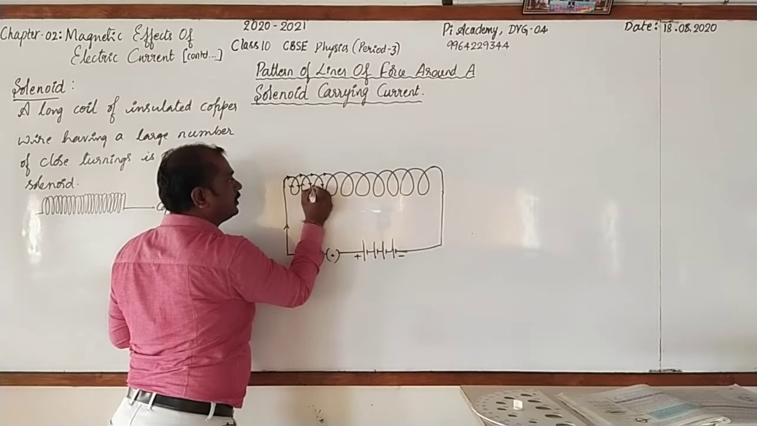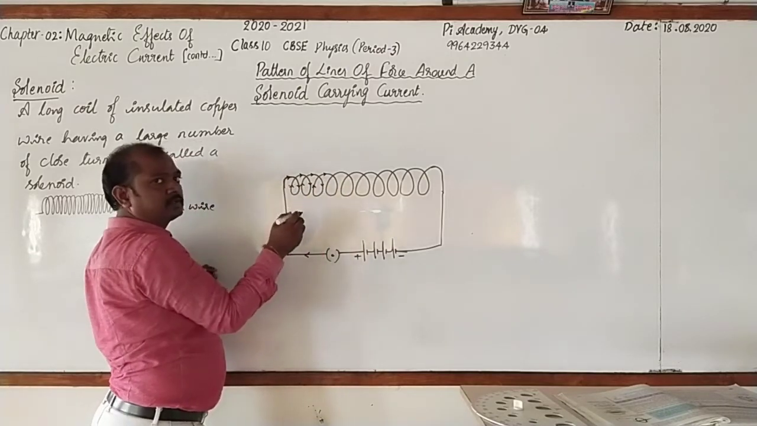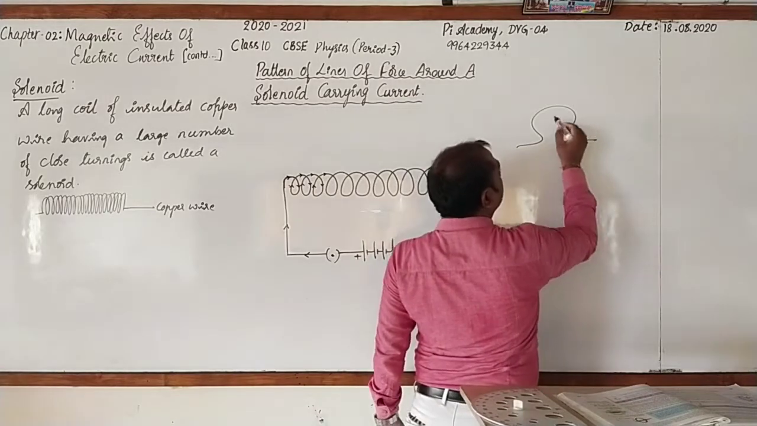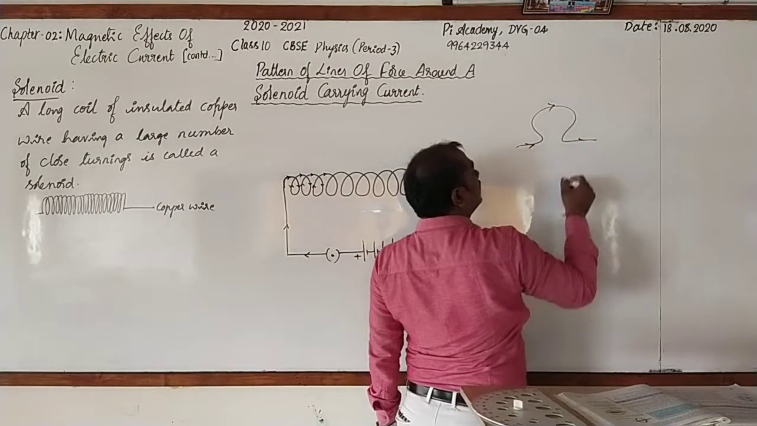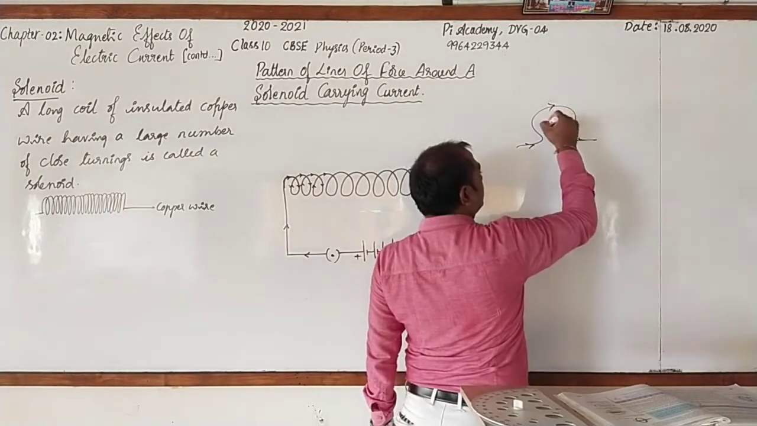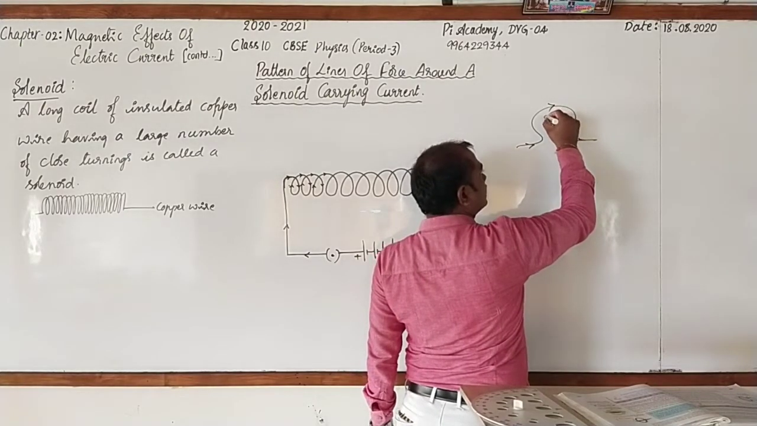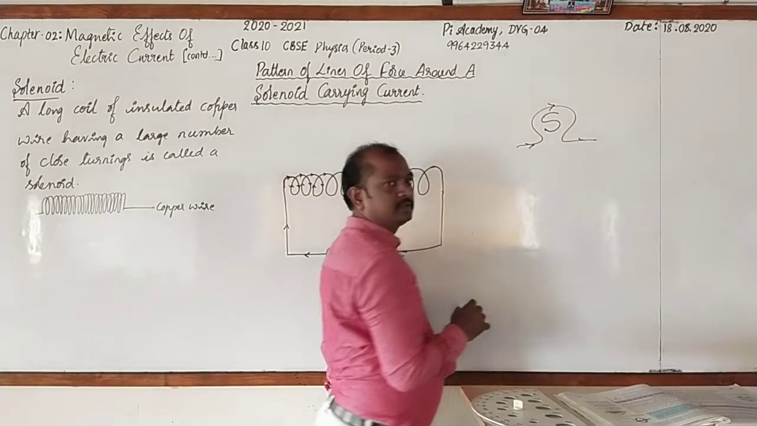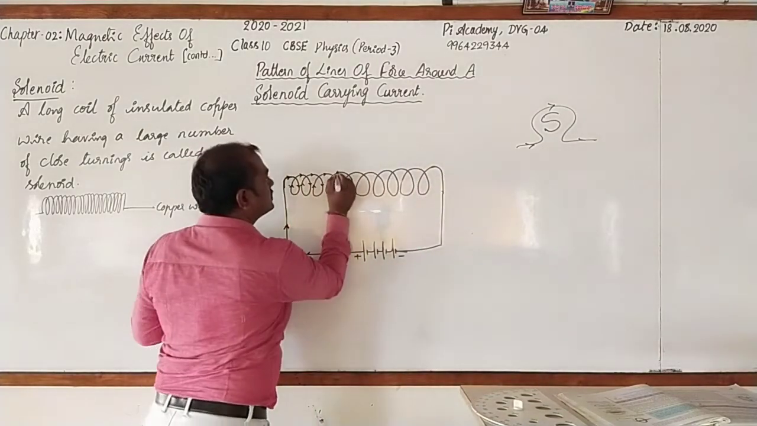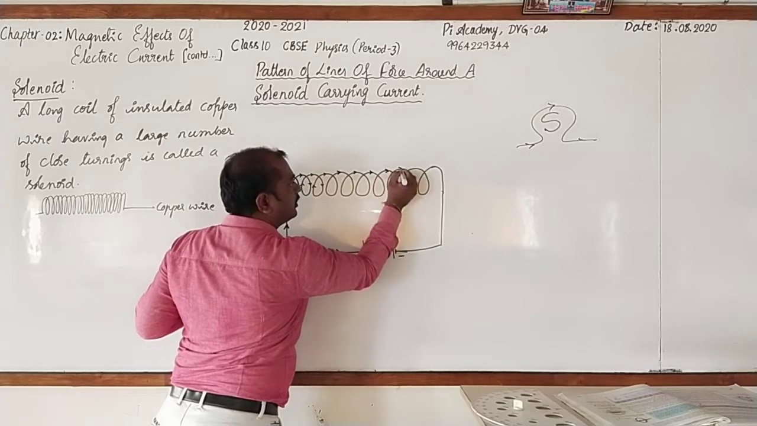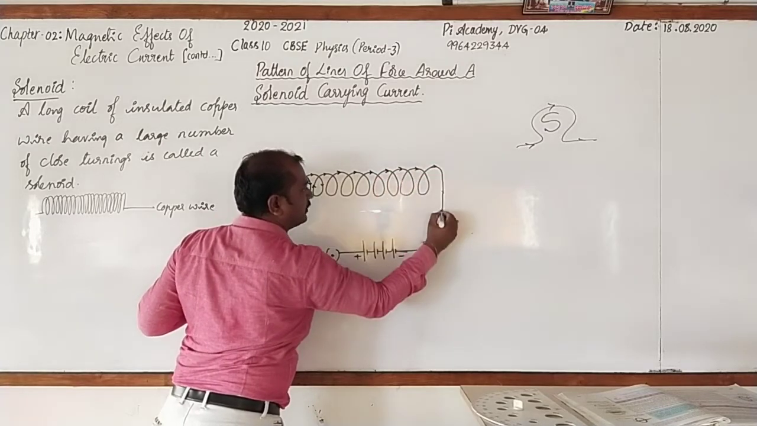Here, is it clockwise or anti-clockwise? This is clockwise, right? If it is clockwise, which pole does that face? Whether it is north or south? It is south, right? And just observe it. Here I am showing the direction every time. The current flows in this way.